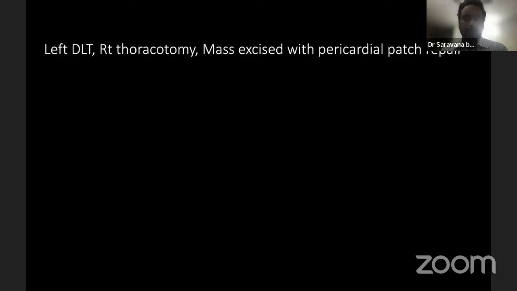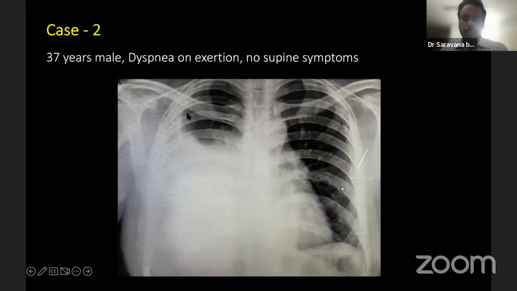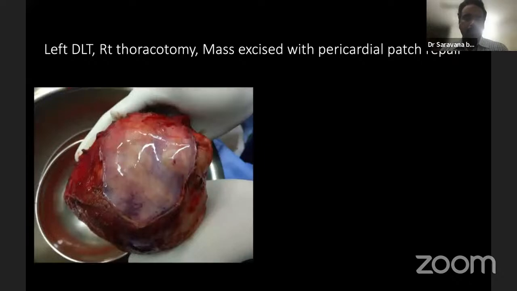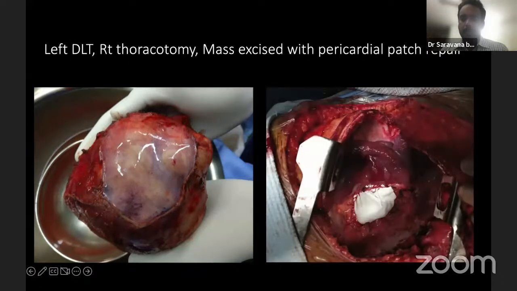So in this patient a left DLT was inserted, and the patient underwent mass excision with a right thoracotomy. The mass was very much adherent to the pericardium, because the pericardium is lying posteriorly. This was the pericardium of the heart. A part of the pericardium was removed along with the mass, and we repaired the pericardial cavity with a patch, closing it through the right thoracotomy.